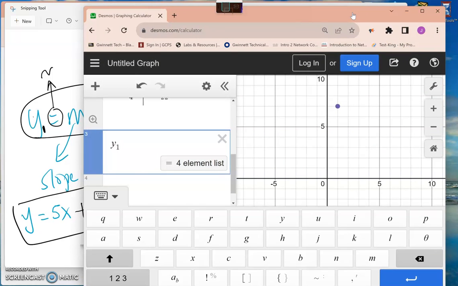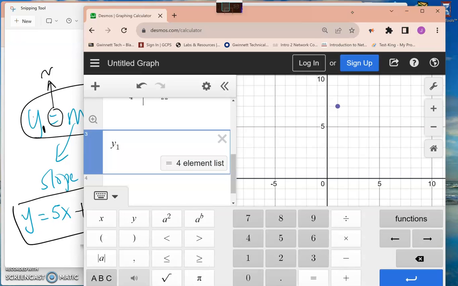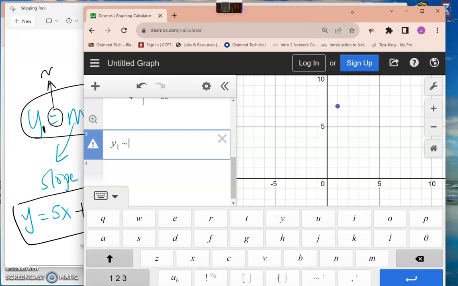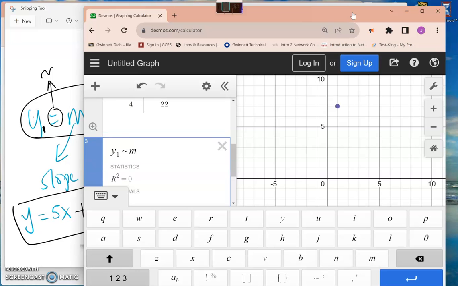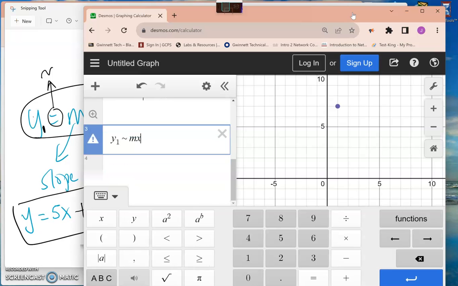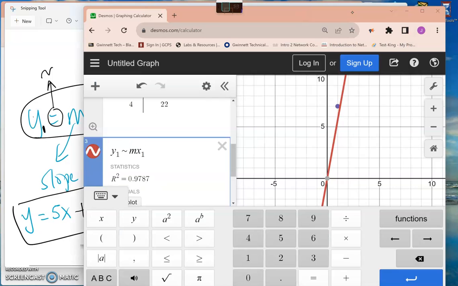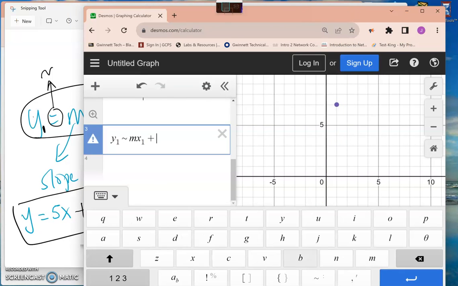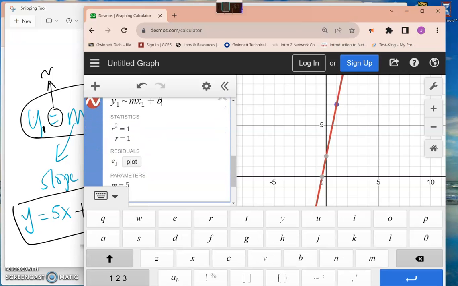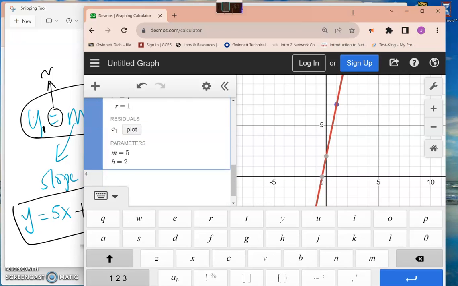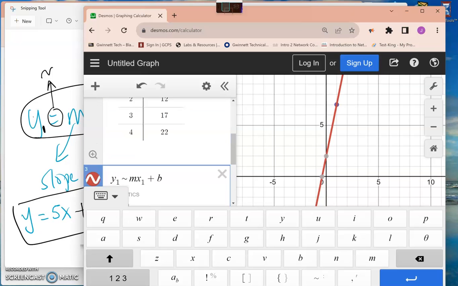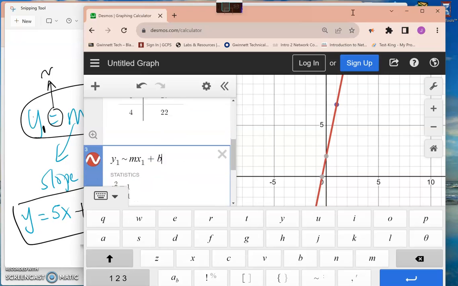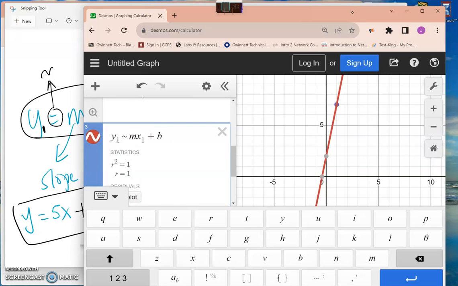Maybe ABC. Yep, right here. Squiggly line is right here. So hit ABC and the squiggly line is right there. Then M, then X sub 1, so put the 1 after it, and then plus B, right? When you do that, it's going to give you your M and your B. So if the table is really complicated, you can just put the question in. So once again, you put the table in, you write y equals mx plus b, but you use sub 1 and not an equal sign, but a squiggly line.